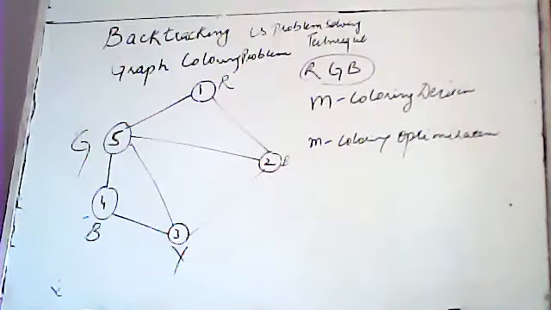Okay, and M coloring optimization says what are the minimum number of colors required to paint this graph. Optimization says what are the minimum number of colors required to paint this graph, and decision says whether we can paint the graph with a given number of colors or not. Got it?